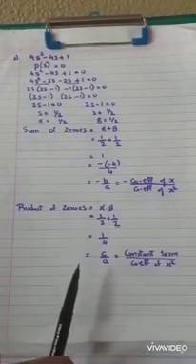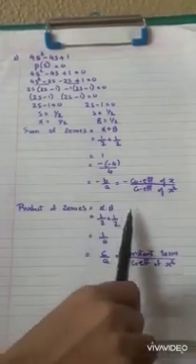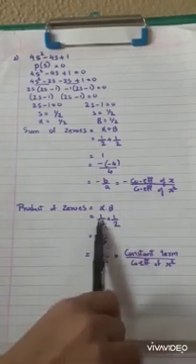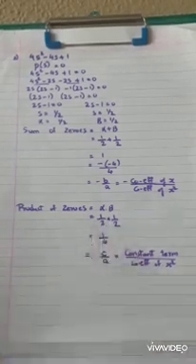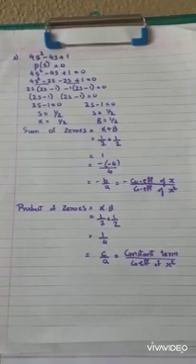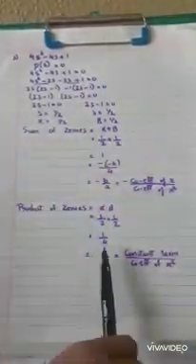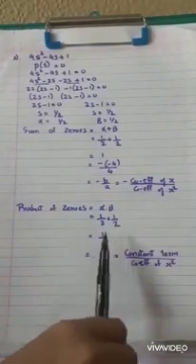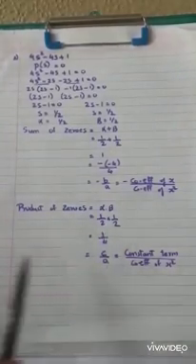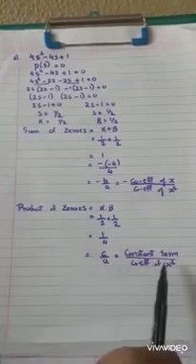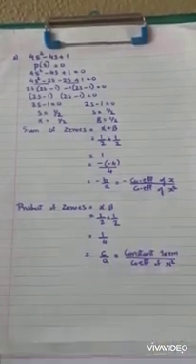Now product of zeros equals alpha multiplied by beta. Alpha is 1 by 2, beta is also 1 by 2. Half into half equals 1 by 4. Now product of zeros formula is c by a. C means 1, a means 4, means 1 by 4. So for both cases we are getting the same answer, equal to c by a. C means constant term and a means coefficient of x square.